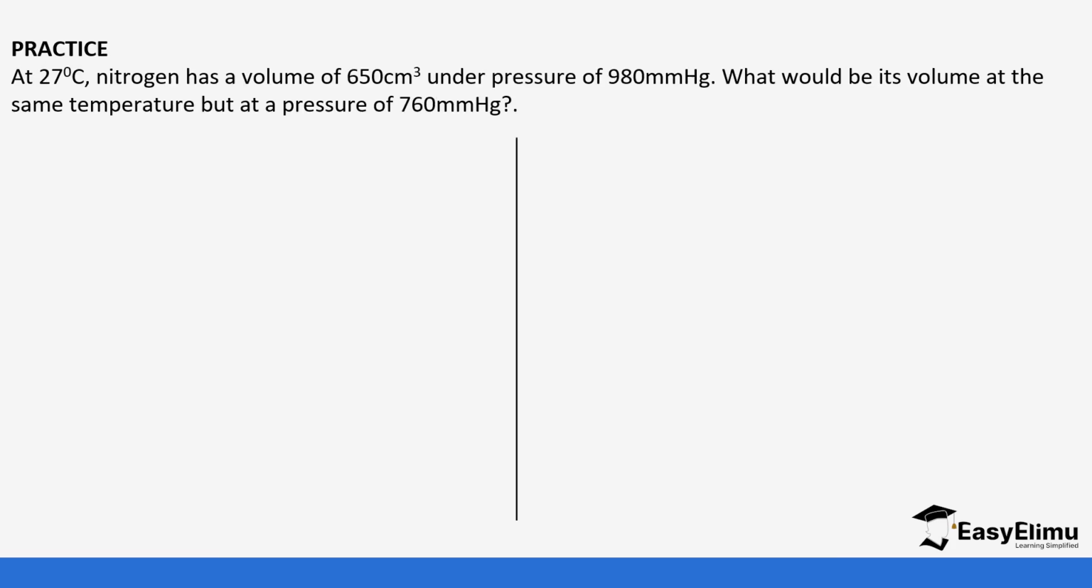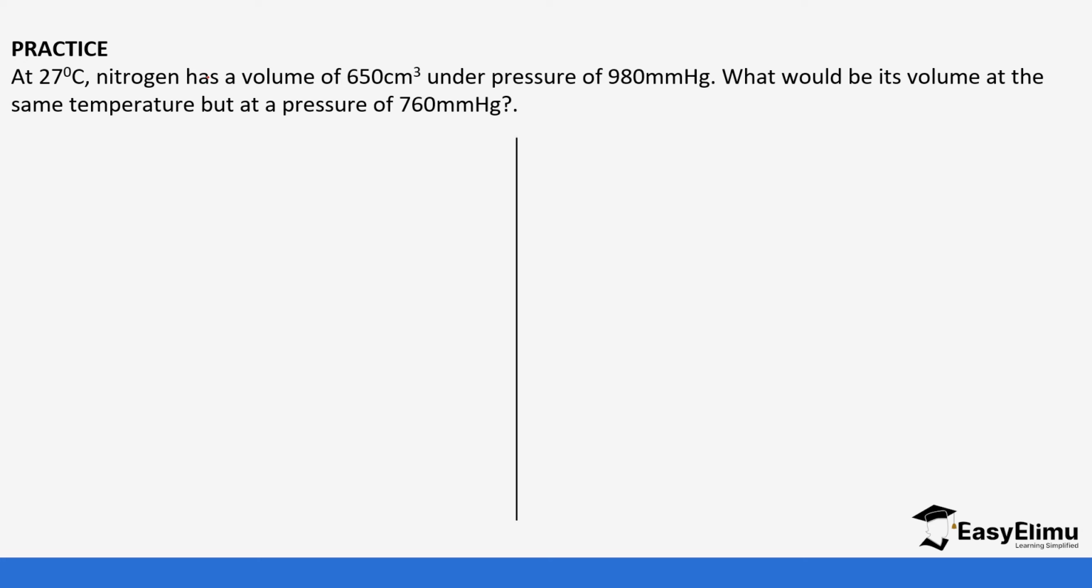So let's look at some examples. At 27 degrees Celsius, nitrogen has a volume of 650 centimeters cubed and a pressure of 980 millimeters of mercury. What would be its volume at the same temperature but a pressure of 760 millimeters of mercury?